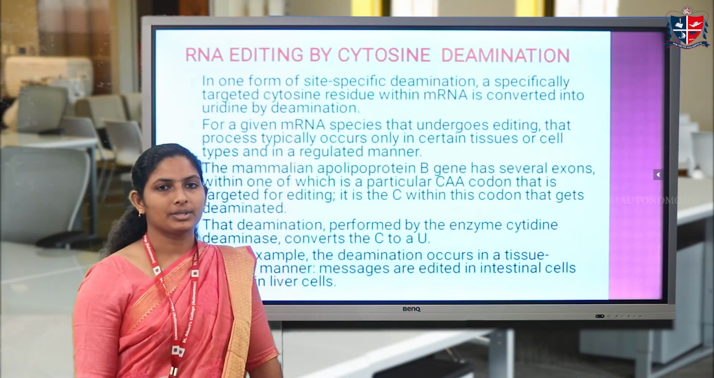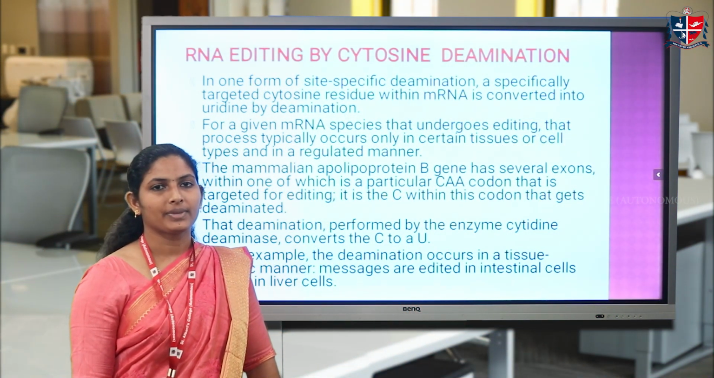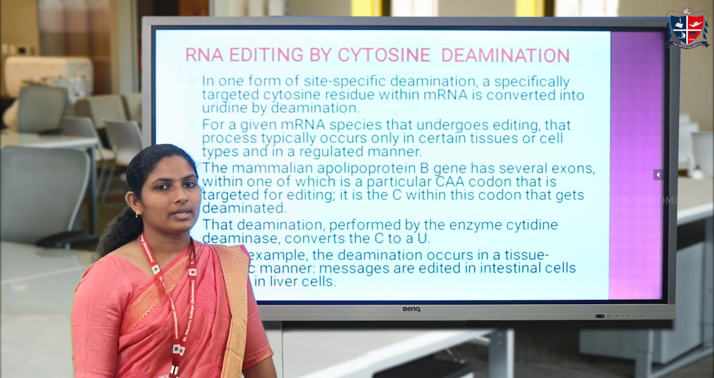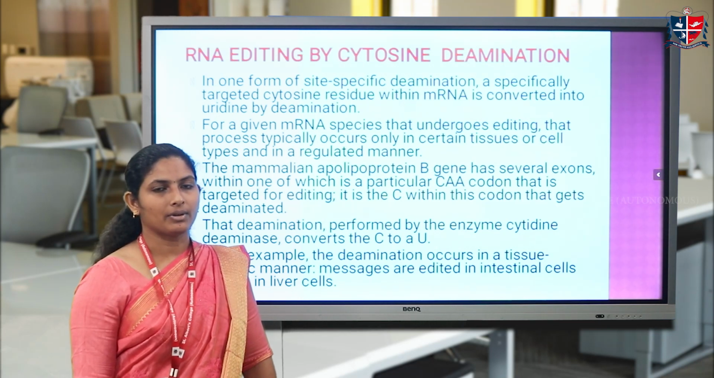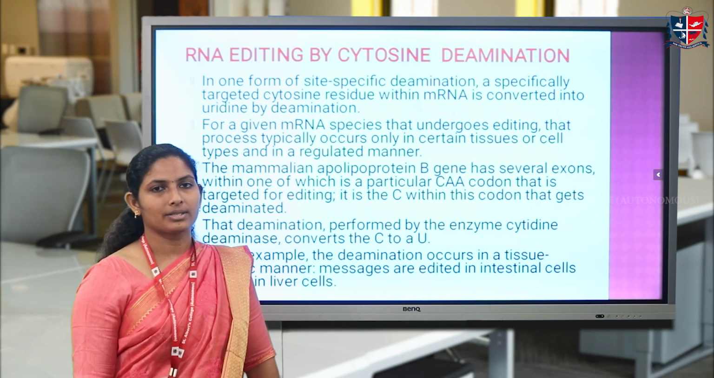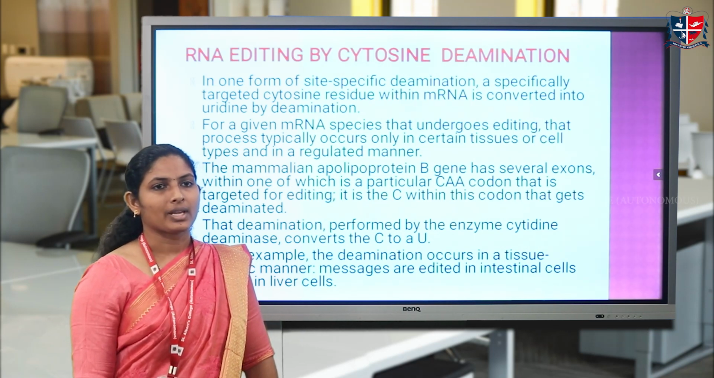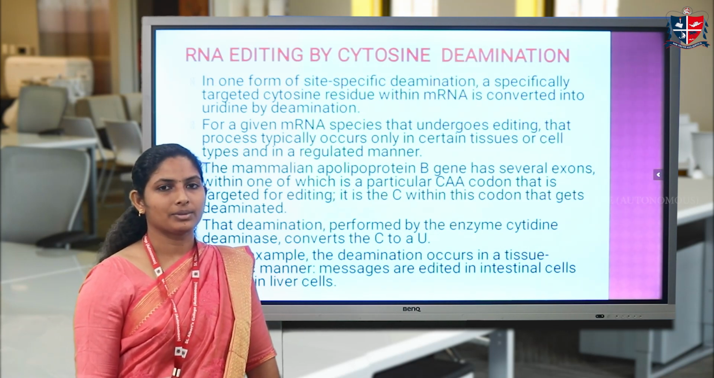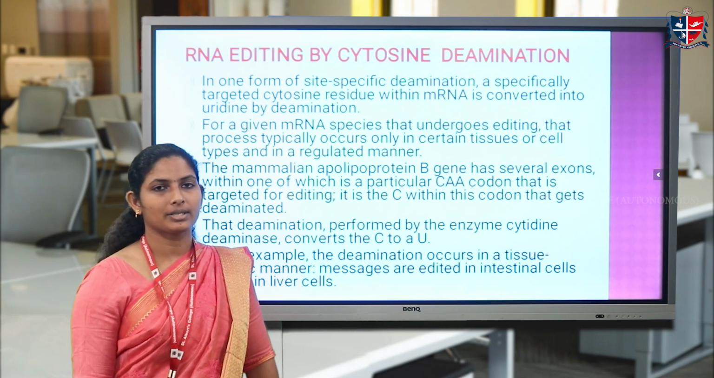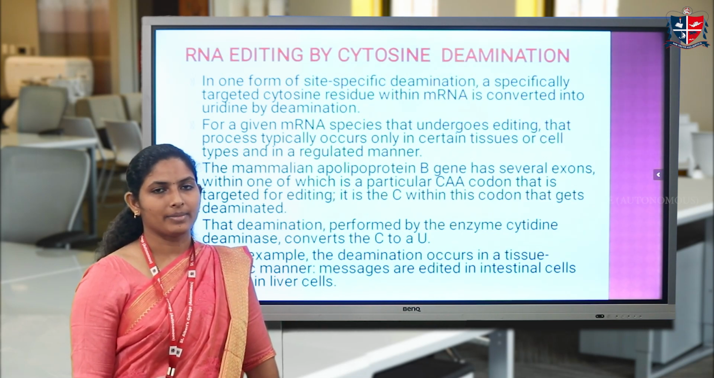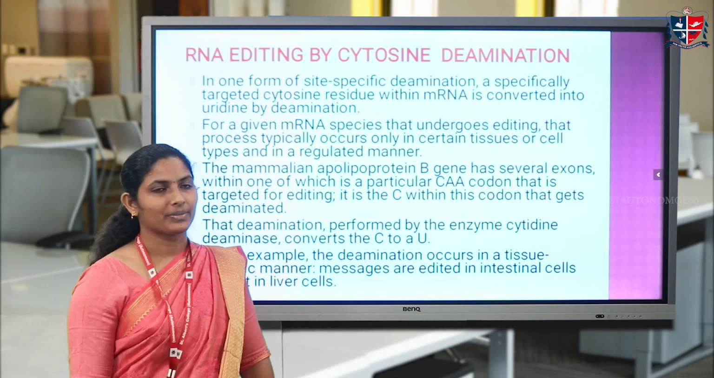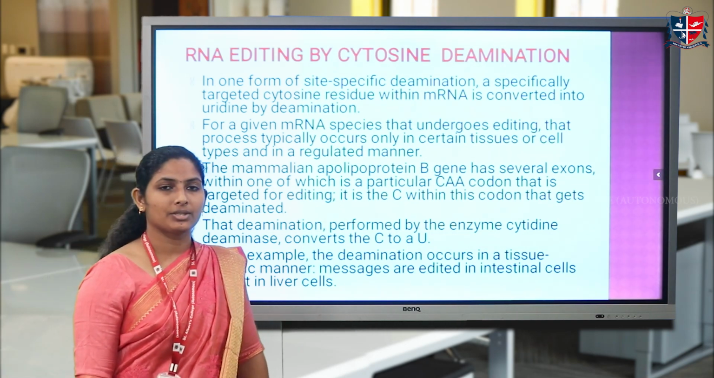Deamination is applicable to two bases, cytosine and adenine. This cytosine is deaminated to form uracil that gives a different base, and this causes an alteration in the RNA sequence. And this is also applicable for adenosine. Adenosine is also deaminated to form an inosine base that can base pair with cytosine. And here, cytosine deamination is shown.